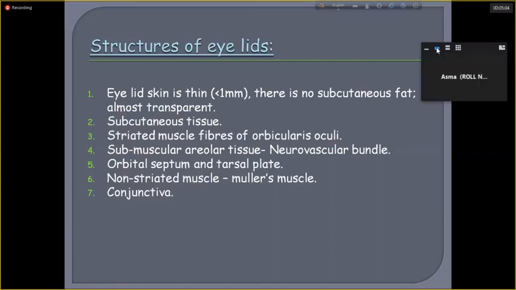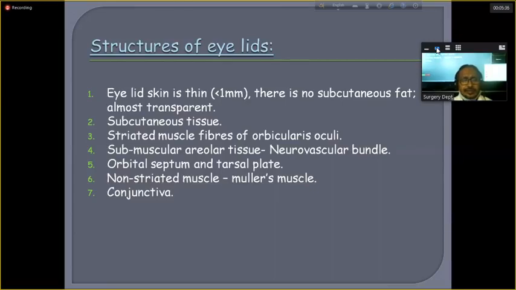These are the movable folds of skin which cover the orbital cavity and eyeball. Good. The eyelid is the structure covering the front side of the eyeball and orbit. Now, the structure of the eyelids.